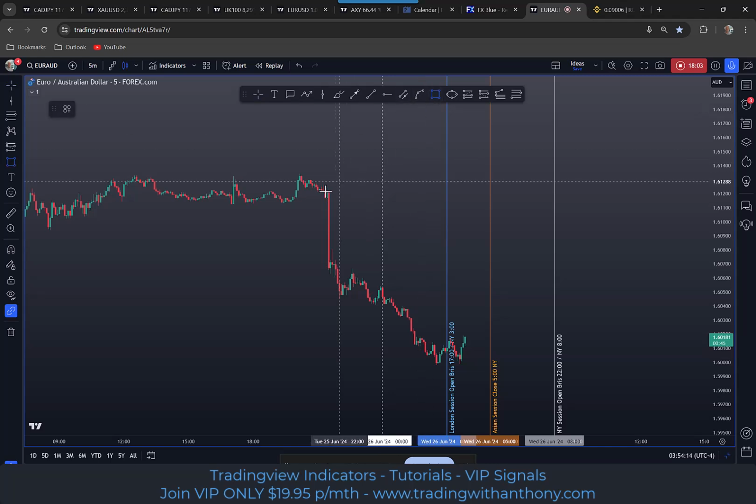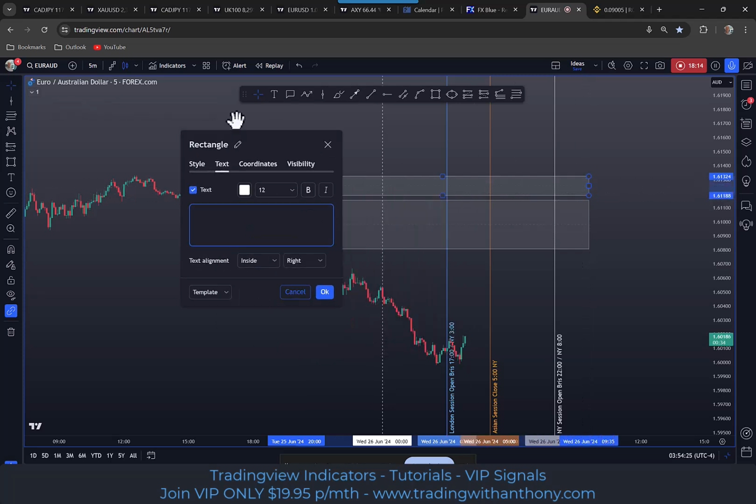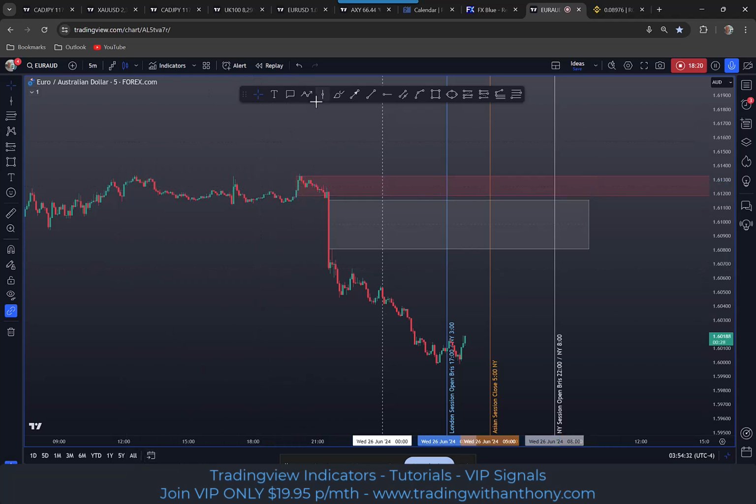Potential move back into the order, the imbalance one. The order block here, we'll just mark these candles up. So let's just call it resistance. We'll do that. So resistance down here. All right, and the liquidity above. So let's just grab that liquidity pool.